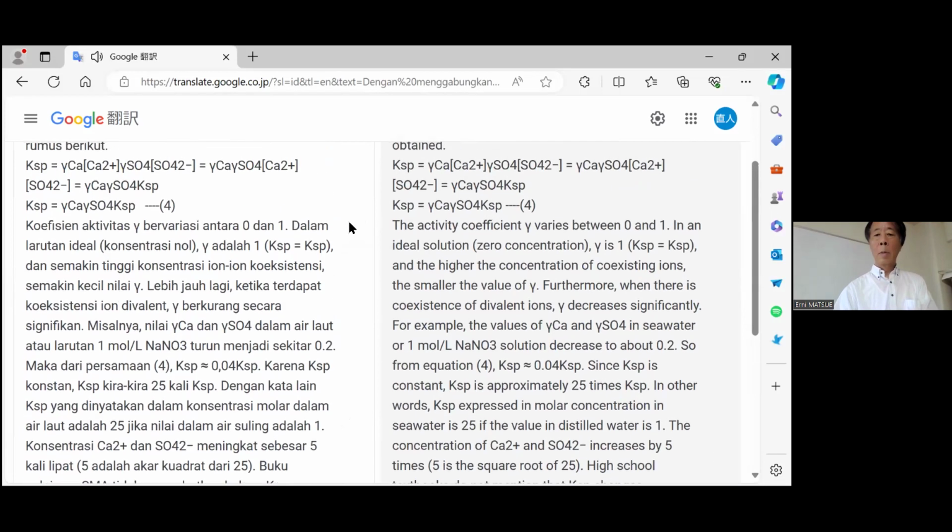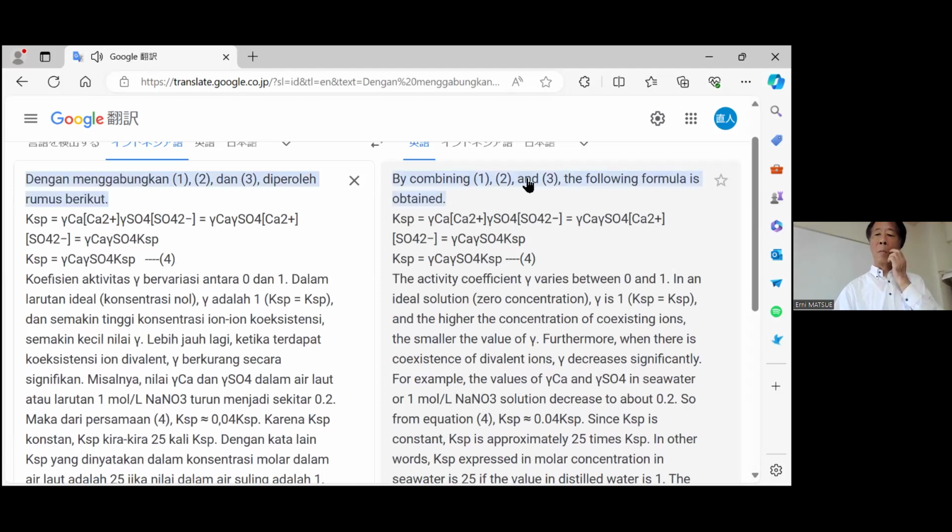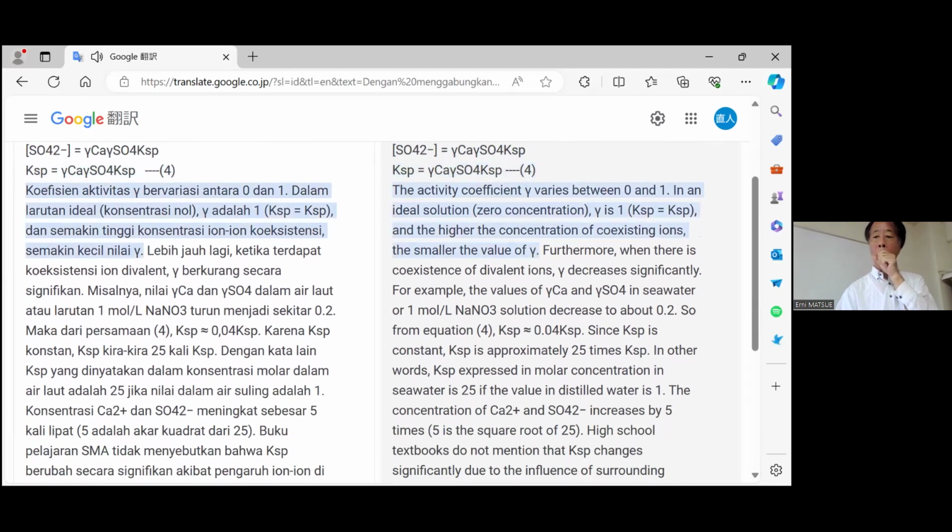By combining 1, 2, and 3, the following formula is obtained: K_sp = gamma_Ca [Ca2+] gamma_SO4 [SO4 2-] = gamma_Ca gamma_SO4 [Ca2+][SO4 2-] = gamma_Ca gamma_SO4 K'_sp, (4). The activity coefficient gamma varies between 0 and 1. In an ideal solution, 0 concentration, gamma is 1, K_sp equals K'_sp, and the higher the concentration of coexisting ions, the smaller the value of gamma.